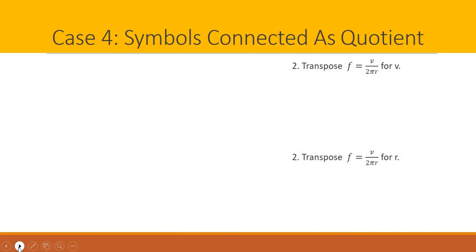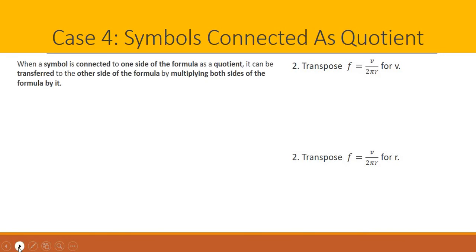So now case number 4 has to do with a formula that includes a quotient, right? We see that when a symbol is connected to one side of a formula as a quotient, it can be transferred to the other side of the formula by multiplying both sides of the formula by it.